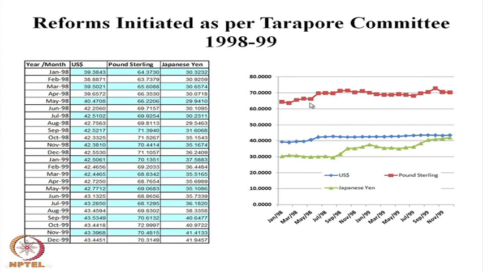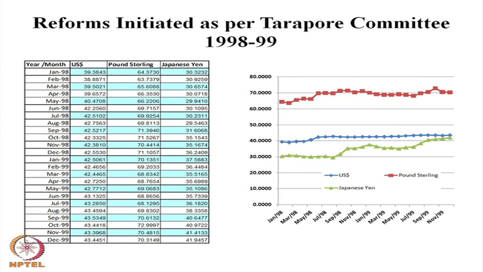Similarly, pound sterling also remains stable during that time. There was a little bit of depreciation of pound sterling, or appreciation of the rupee. The Japanese yen also remains stable. So, the reform measure has given more stability to the rupee. There is no significant fluctuation or volatility in the rupee against pound sterling, against the US dollar, against the Japanese yen.